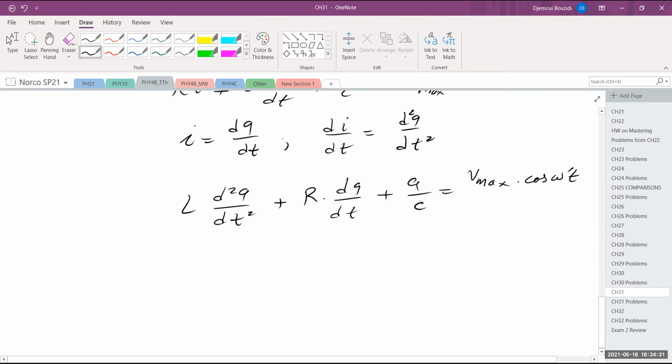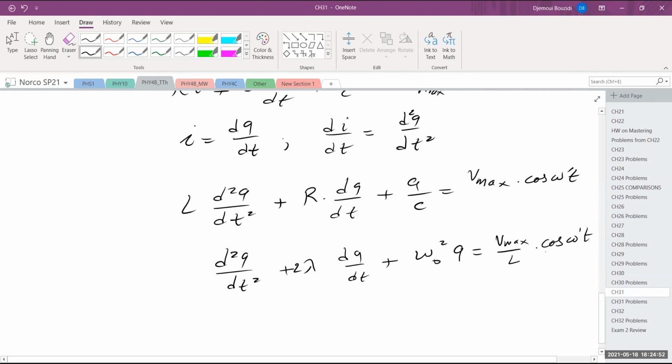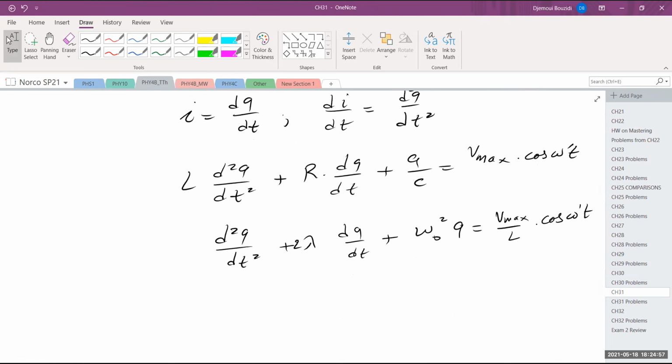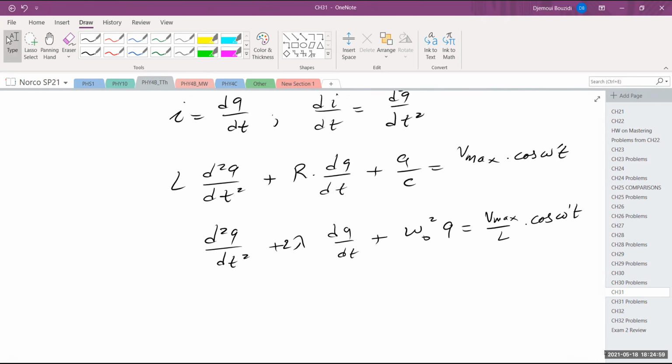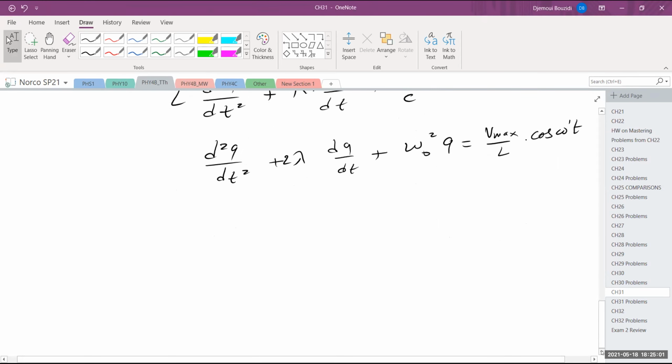I can divide by L if you wish and rewrite the expression in terms of my known parameters, which is d squared q over dt squared plus 2 lambda times dq over dt plus omega naught squared q is equal to Vmax over L, because I divided by L, times cosine of omega prime t. Okay. Now this equation is very hard to solve. Here is what the math tells us. It's beyond the scope of this class to really try to understand how this works, but let me tell you the physics of it. You have 2 solutions.